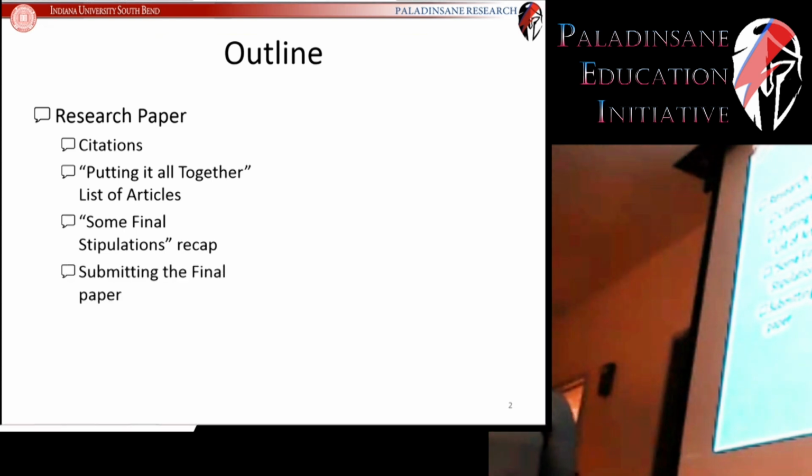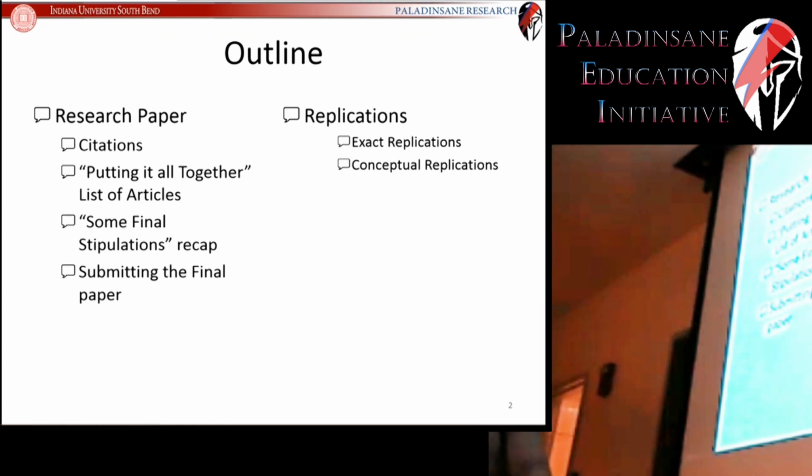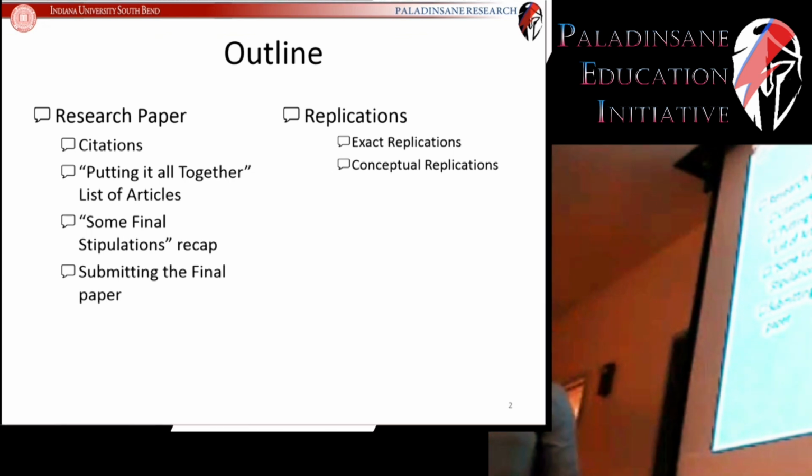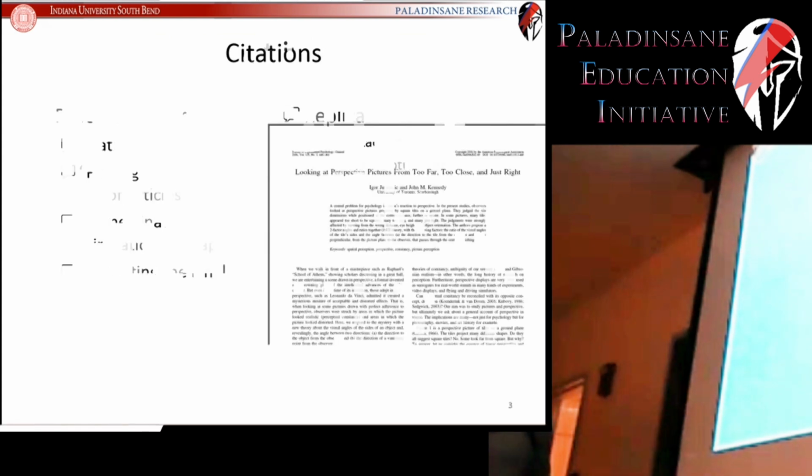And then once we're done with that, we're going to get into generalization, and we're specifically going to look at replications, and we'll see how far we get before the end of class today.